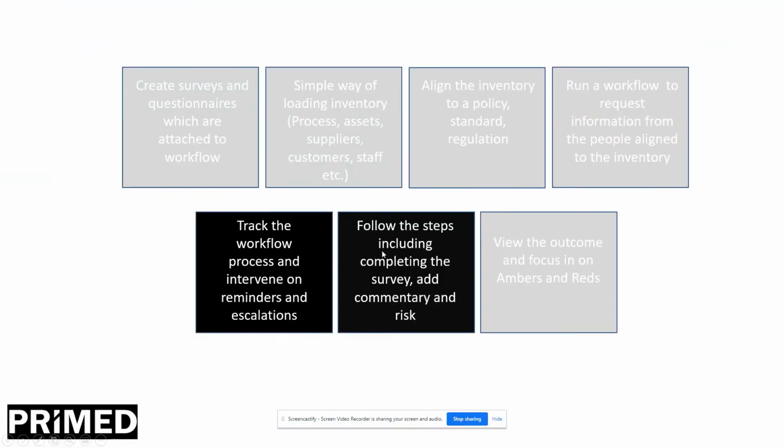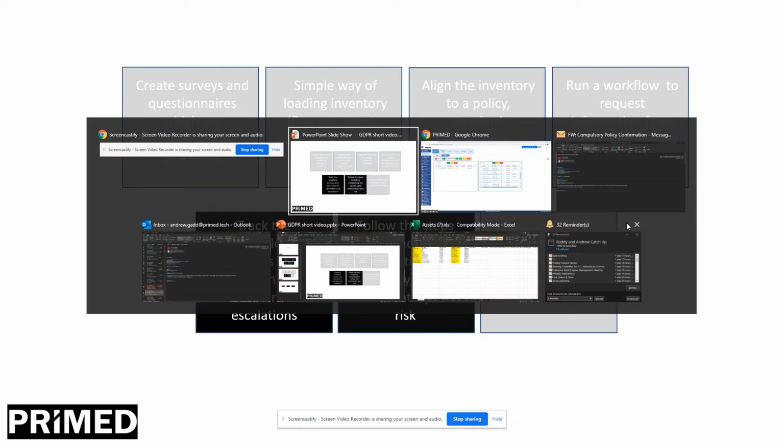Okay, so the workflow has been executed, it's running, and now I'm going to show you how you can track that workflow with some really simple but very effective dashboards. It enables you to intervene where things have been reminded or where things have been escalated to individuals. Whilst I'm doing that, I'm also going to show you how you can follow the instructions within the workflow and how individuals who don't need to log into Primed can actually action some of those workflows themselves, and how the individual who manages them can also add some commentary and manage risk within the moment. So all that stuff can be held centrally. What I'll show you now is we'll go back to Primed again.